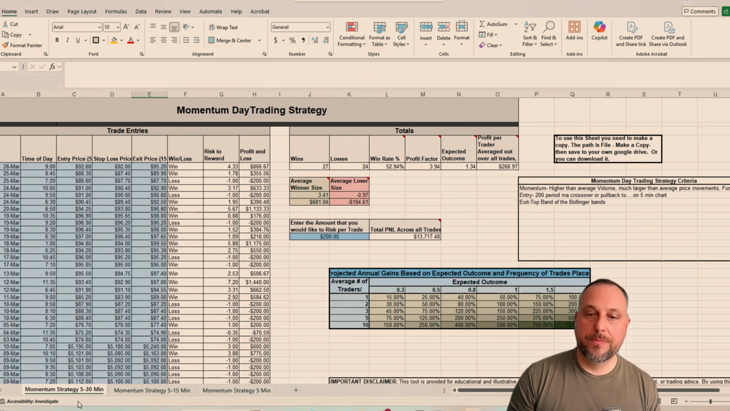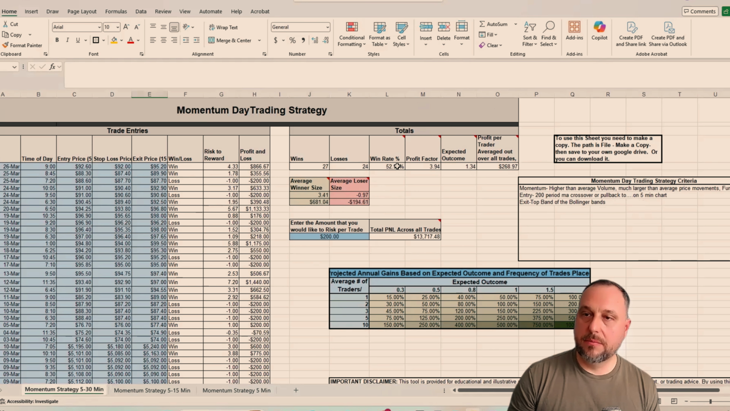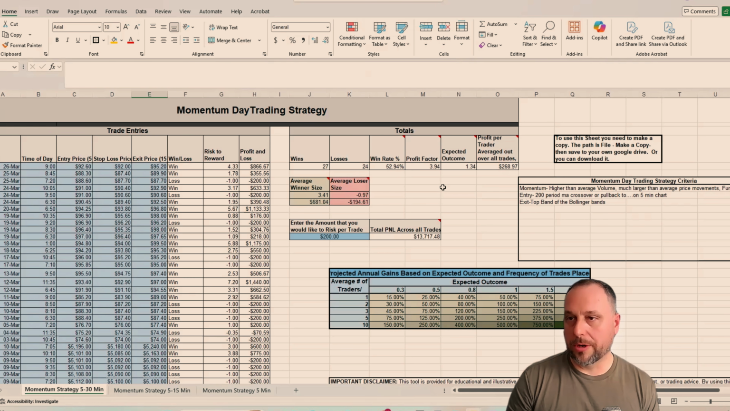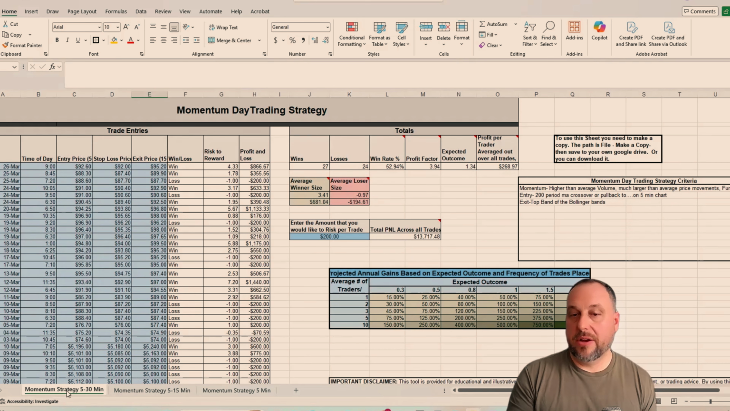However, when we move to the 30-minute chart, you can see here our win rate came down just a little more, which was expected. But our profit per trade, our average winner, came up quite a bit more. As did our expected outcome, came up a little bit more. All I'm going to say on this is that, when I'm doing my forward test, I'm probably going to start trading to take profits on the 30-minute chart.